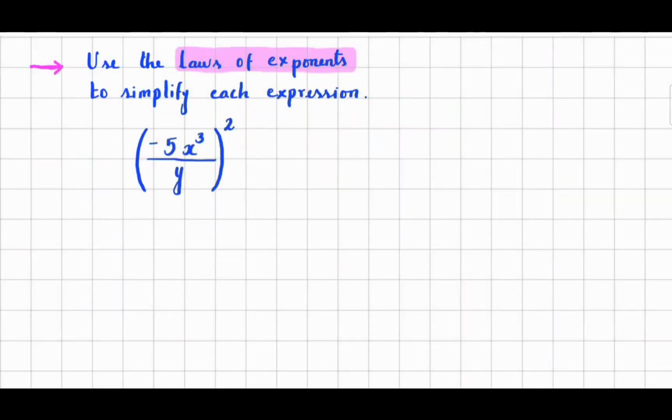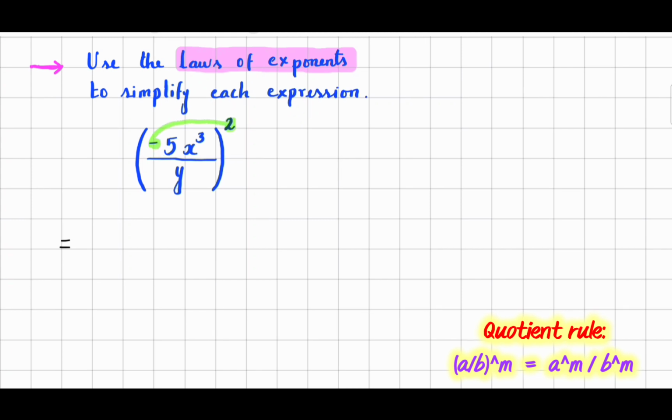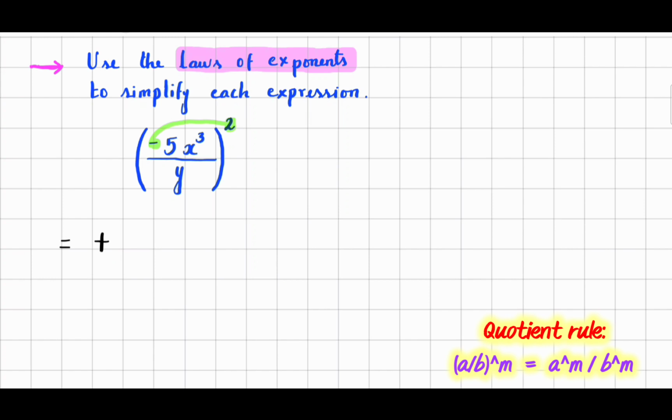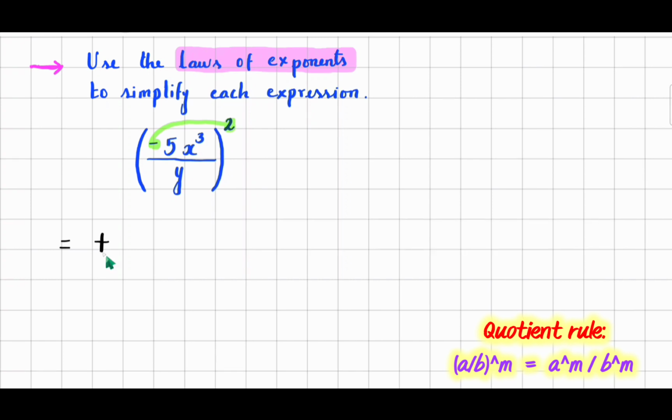Now let's simplify another one: negative 5x cubed over y, the whole power 2. This power 2 is for both the numerator and denominator. Like in our previous example, let's first distribute the power 2 to the negative sign, which means a negative times a negative is a positive. We can also think like this: a negative to an even power is always a positive. In mathematics, it is not necessary to write a plus sign when we start writing.